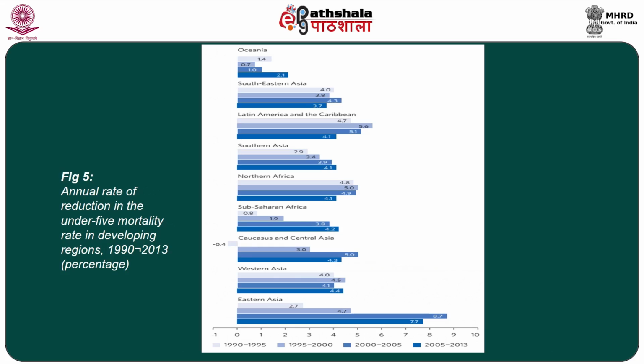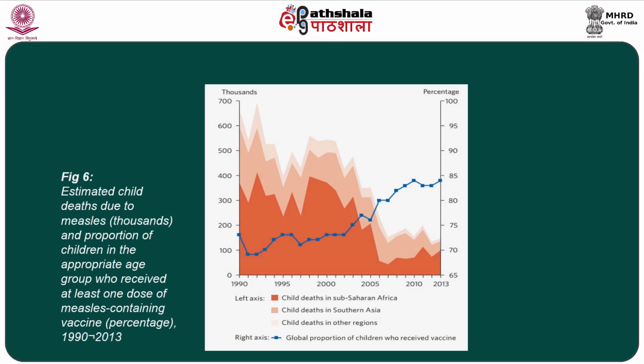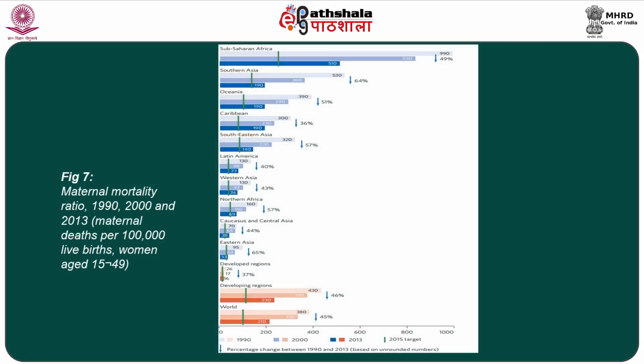Many of the developing regions also have recorded considerable decline in terms of percentage of under 5 mortality rate between the reference period of 1990 and 2013. Now, let us move to figure 6. It gives the estimated number of child deaths due to measles and proportion of children in the appropriate age group who received at least one dose of measles vaccine between 1990 and 2013 for sub-Saharan Africa, South Asia and other regions. This indicates the relationship between measles vaccine coverage and the risk of child death.